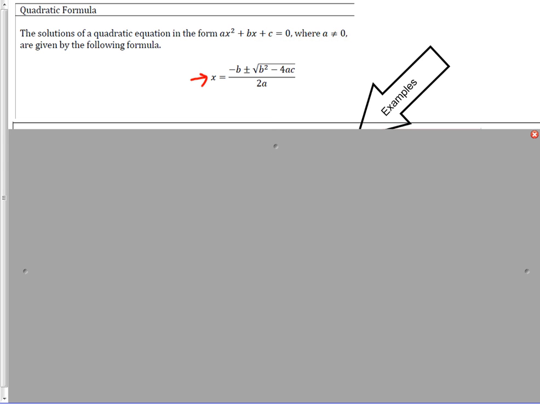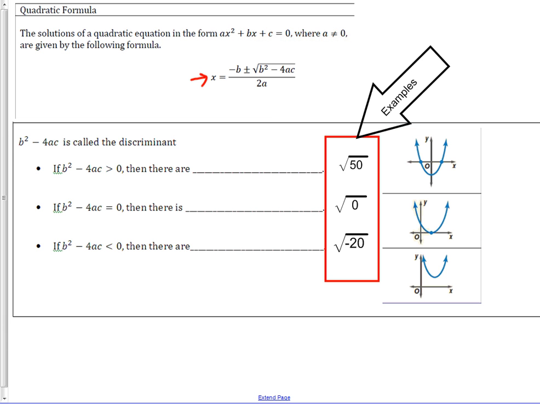Now, here's the thing about the quadratic formula. This little piece underneath the radical sign, the b squared minus 4ac, is called the discriminant. And there are 3 different possibilities of solutions. Here we'd have 2, here we'd have 1, there we have none. And the discriminant will tell us that.